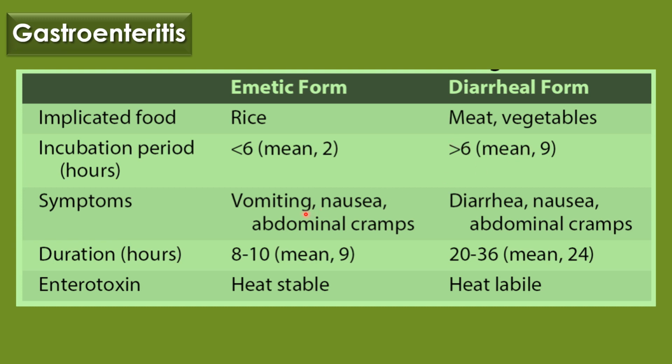Some of the symptoms of the emetic form include vomiting, nausea and abdominal cramps, and some of the symptoms of the diarrheal form include diarrhea, nausea, abdominal cramps, etc. The duration for the emetic form is 8 to 10 hours and the duration for the diarrheal form is 20 to 36 hours. And finally, the enterotoxin responsible for the emetic form of gastroenteritis is heat stable in nature, and the enterotoxin responsible for the diarrheal form is heat labile or heat sensitive in nature.